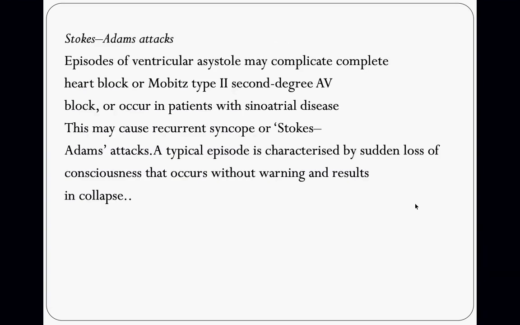There is a condition called Stokes-Adams attack. Stokes-Adams attack is an episode of ventricular asystole that complicates complete heart block or Mobitz type 2 second degree AV block. It occurs in a patient with SA node disease and may cause recurrent syncope or Stokes-Adams attack. شنو Stokes-Adams attacks? Typical episode characterized by sudden loss of consciousness that occurs without warning and results in collapse. Next slide please.